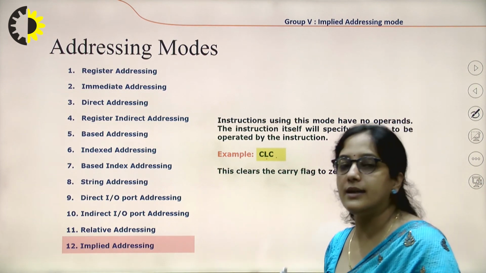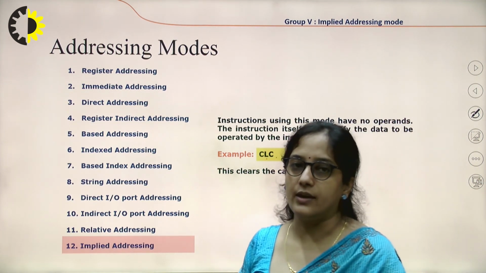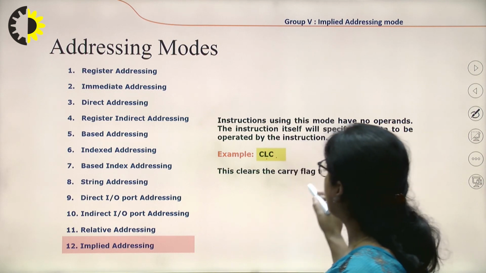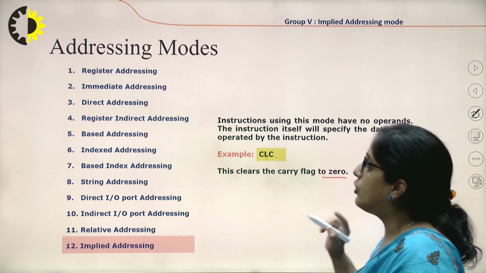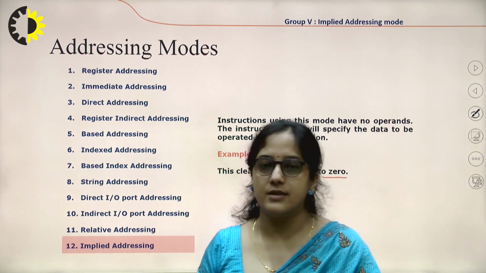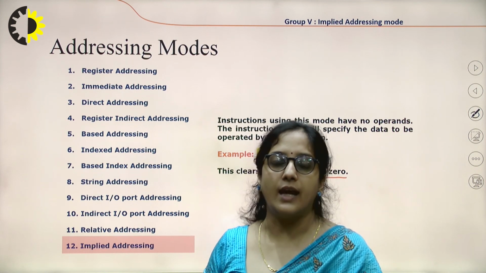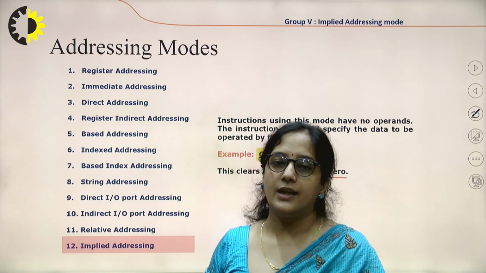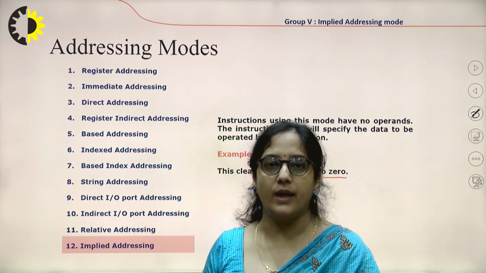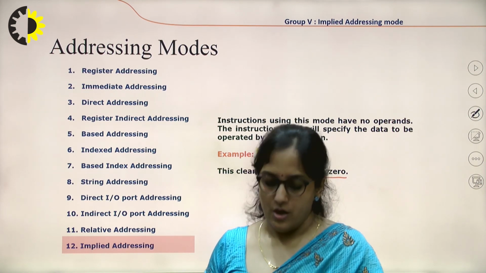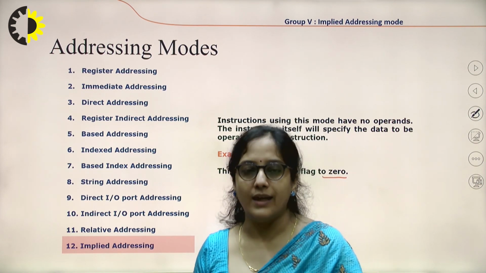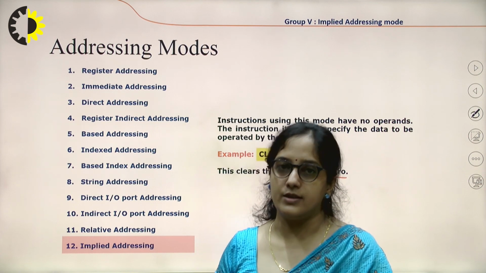The content is in the carry flag, and what has to be done? It has to be 0. So we are not specifying either a register or memory location, nor immediate data. The data is hidden, implied by the instruction only. So these are all the 12 addressing modes in case of 8086.